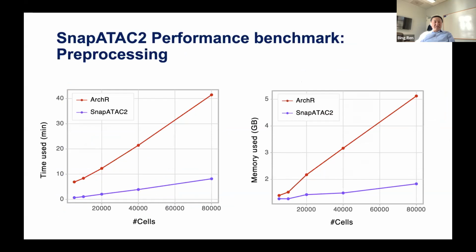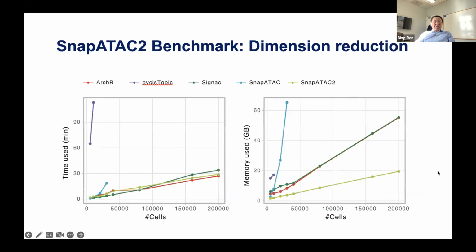This is just a little bit more detail. You can see the running time and memory usage, the comparison between another popular single-cell ATAC processing tool called ArchR. So for pre-processing, SnapATAC2 certainly has an advantage in time and memory usage. And also for dimension reduction tools, it has much better performance, shown here, in terms of memory usage compared to all the other tools.